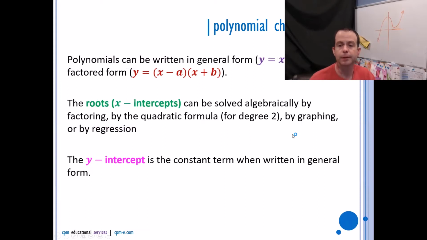Okay, polynomials can be written in general form or factored form. General form was that form I was just describing, where we start from the highest exponent and work our way down to the number by itself, which by the way is called the constant term.